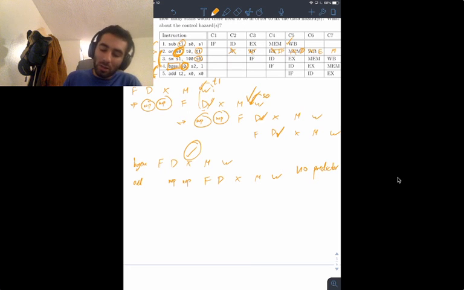So overall, with a predictor, I have 2 plus 2 plus 0 equals 4 stalls. And then without a predictor, I have 2 plus 2 plus an extra 2 equals a total of 6 stalls.